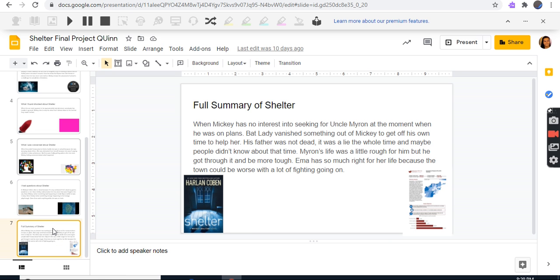Full summary of Shelter. When Mickey has no interest in seeking for Uncle Myron at the moment when he was on plans, Bat Lady vanished something out of Mickey's to get off his own time to help her. His father was not dead; it was alive the whole time, and maybe people didn't know about that time. Myron's life was a little rough for him, but he got through it and he'd be more tough. Emma has so much right for her life because the town could be worse with a lot of fighting going on. So yeah, that's how the summary is just fully made.